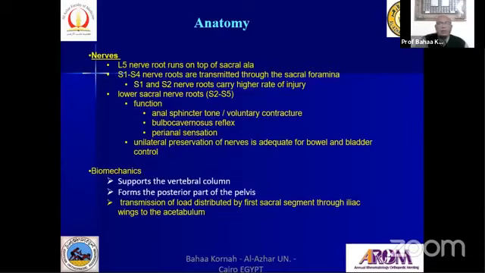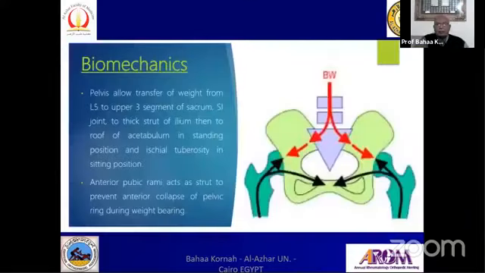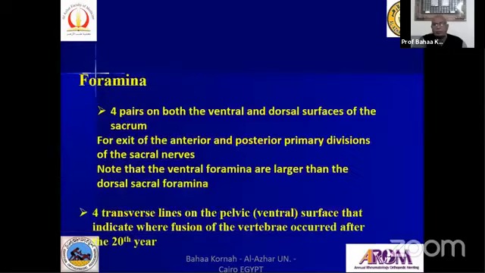The biomechanics: it supports the vertebral column, forming the posterior part of the pelvis, with transmission of the load distributed by the first sacral segment through the iliac wing to the acetabulum. This is the main arc, which comes from the vertebral body to the sacroiliac joint to the upper end of the femur on both sides. The subsidiary arc goes to the anterior superior spine and to the pubic rami.